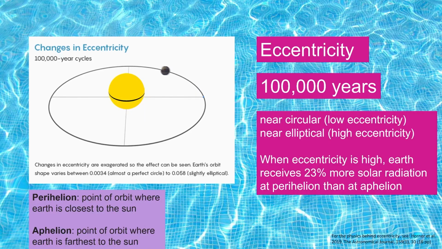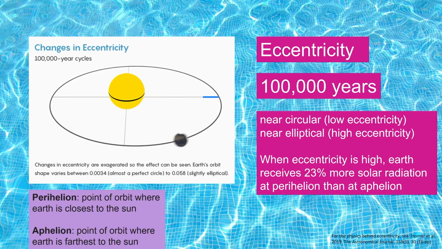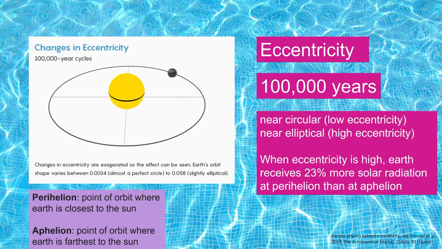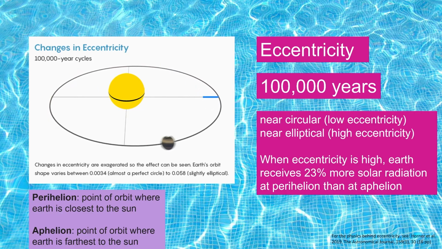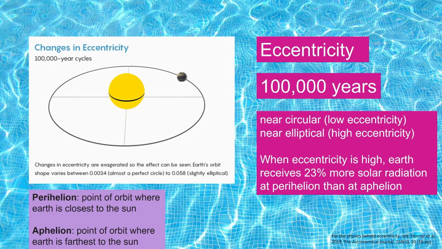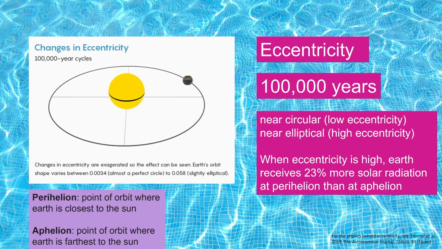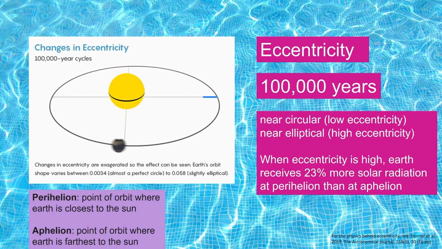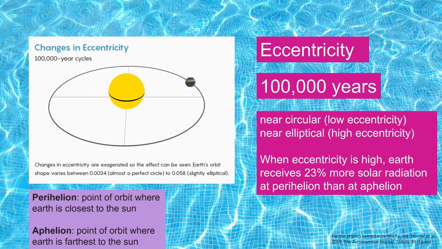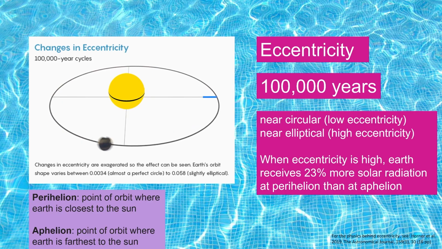So the first cycle is called eccentricity. Eccentricity is the deviation from a perfect circle. The orbit of the Earth around the sun can be very symmetrical, approximating a perfect circle, or it can be elongated into an oval or an ellipse. And the changes between those two states can have an effect on how much solar energy reaches the Earth.